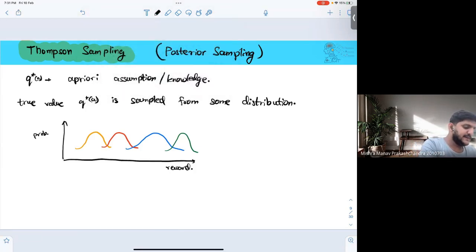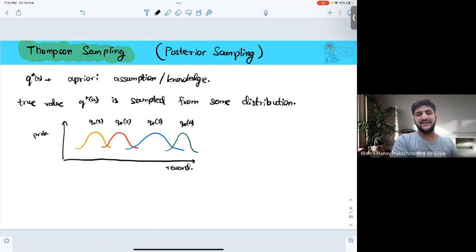Okay, so let's say this is the distribution for Q star of 1. This is the distribution for Q star of 2. This is the distribution of Q star of 3. And this is the distribution of Q star of 4. We are making an assumption here. This is some random assumption we start with, that my Q star of 1 is from this distribution, Q star of 2 is from this distribution, my Q star of 3 is from this distribution, and so on.